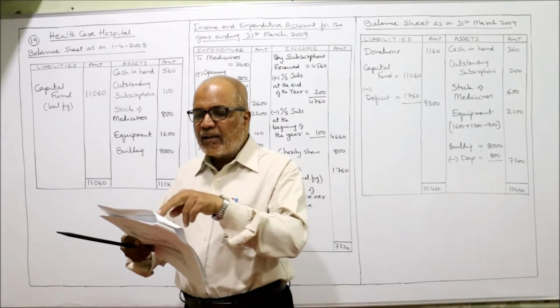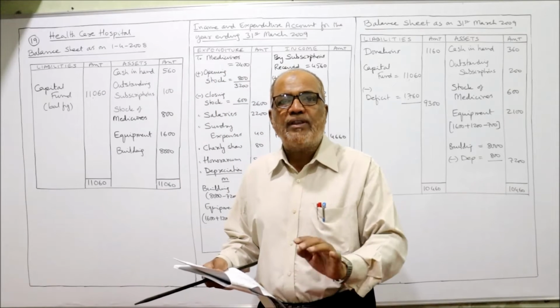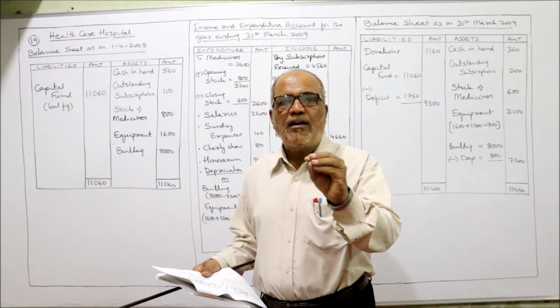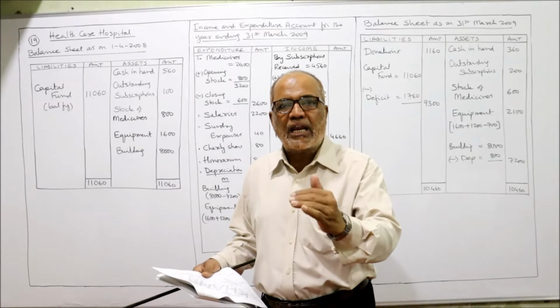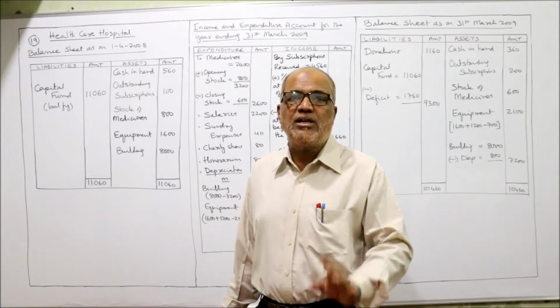Value of building. Now see, a value of building at the beginning of the year 8000. End of the year it has come down to 7200. That means 800 rupees value of building has decreased. This decrease is assumed on account of depreciation.